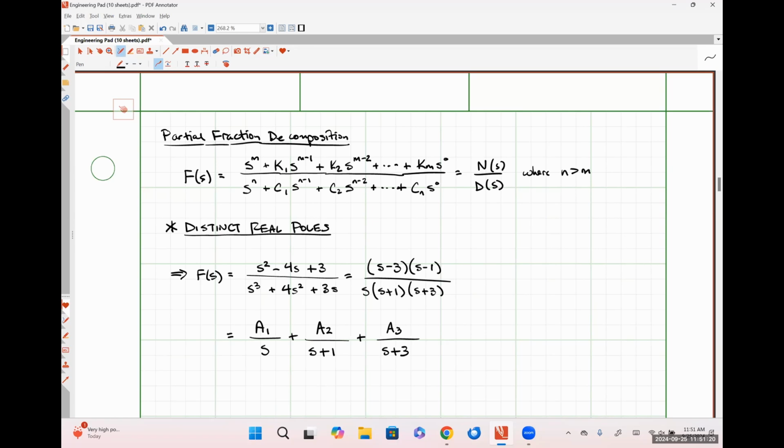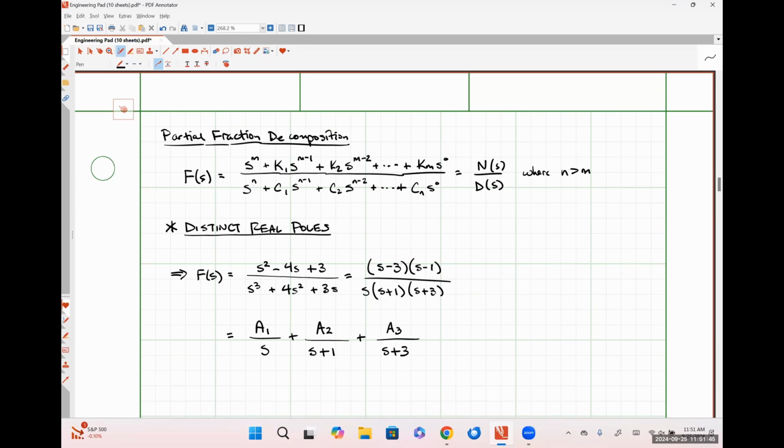So for this particular thing, we have distinct real poles, meaning that none of these pole values are repeated. So 0 is different than negative 1, is different than negative 3. If we have repeated poles, we will have to modify our process. So we're starting from the easiest possible case first. All right, sorry for not providing you guys that context, okay?